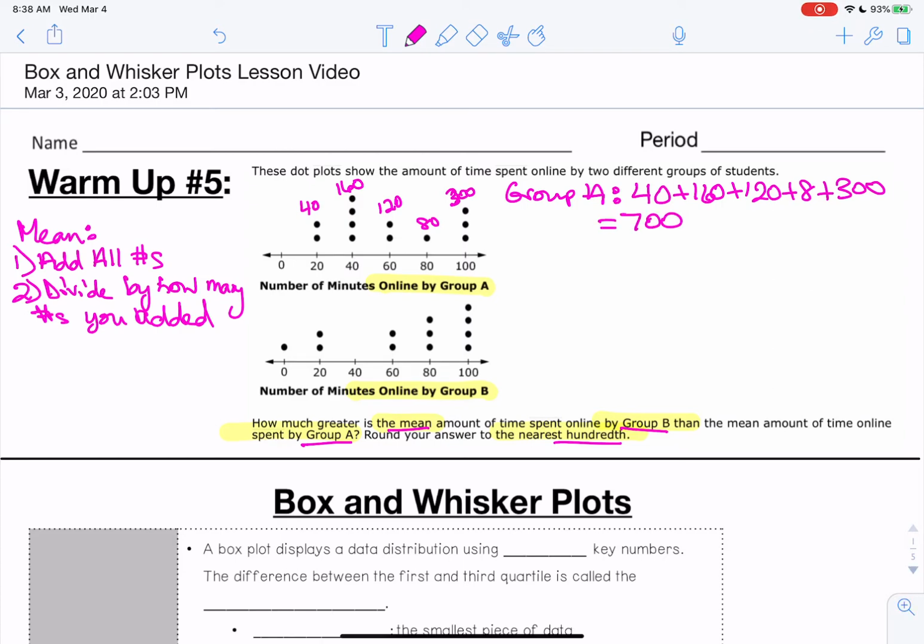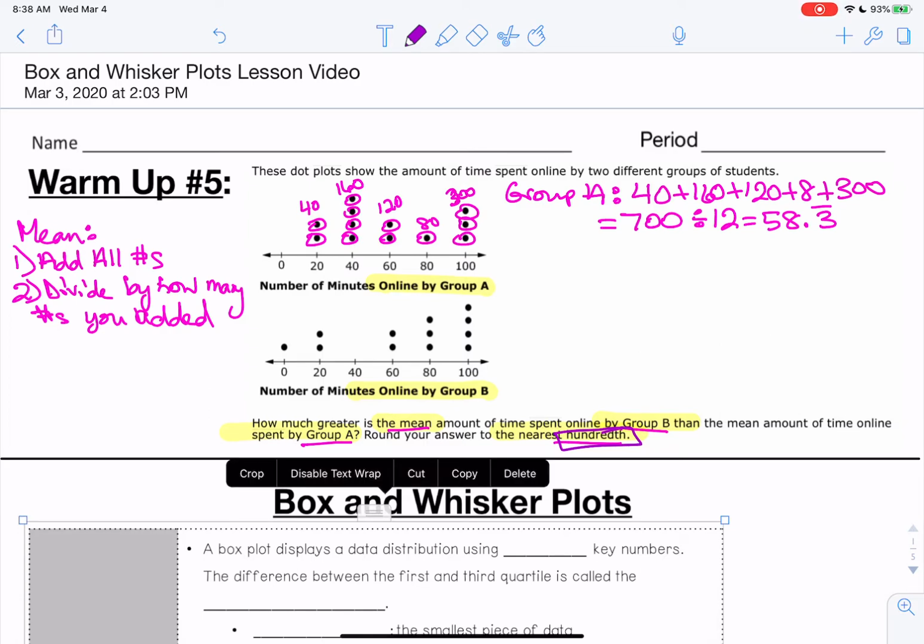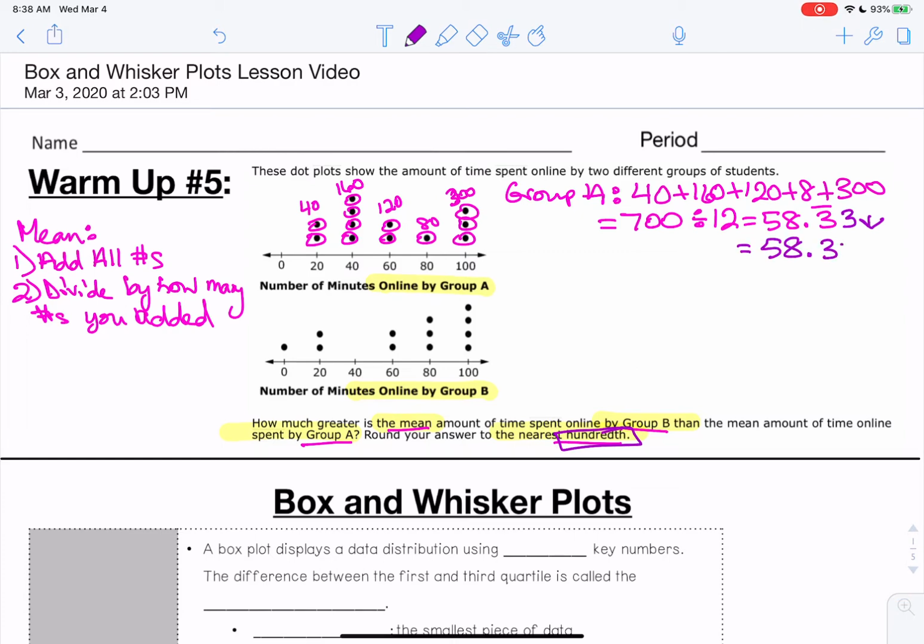Now, how many numbers did we add up? Well, we added up 1, 2, 3, 4, 5, 6, 7, 8, 9, 10, 11, 12. So we're going to divide by 12. And your answer, when you divide by 12, should be 58.3, and the 3s are going to keep going, so I'm going to put a bar over it. Now it's important to note that it says round to the nearest hundredth. So if this is going to have a 3 next to it, that means you're going to round down, and your final answer for A is going to be 58.33.